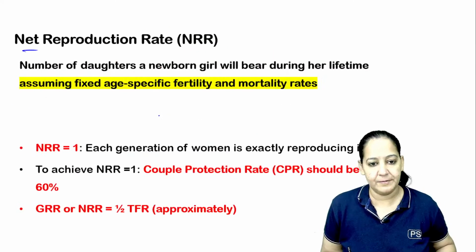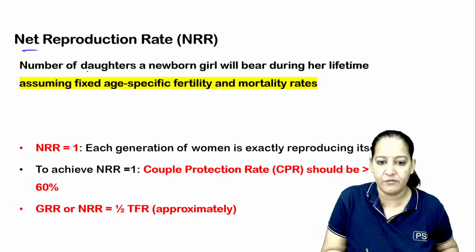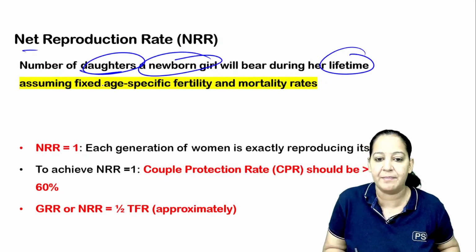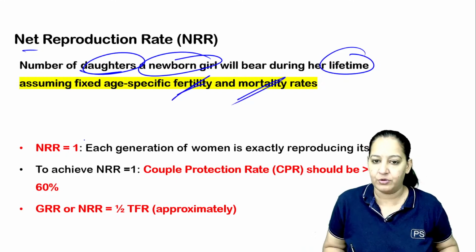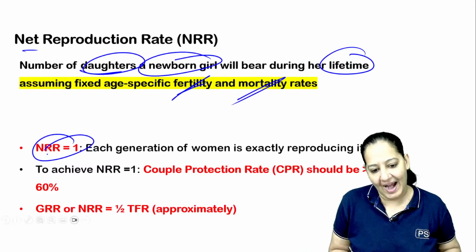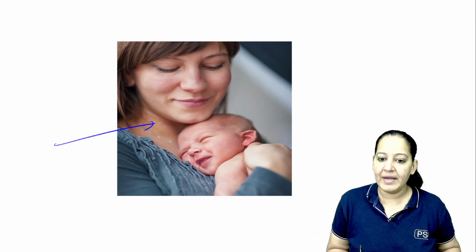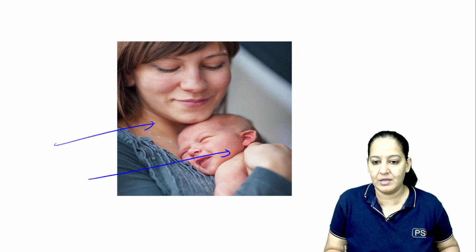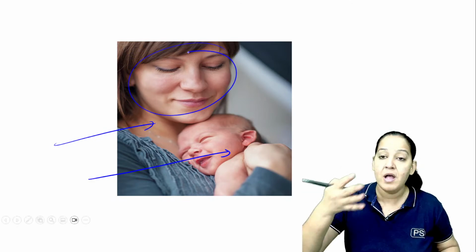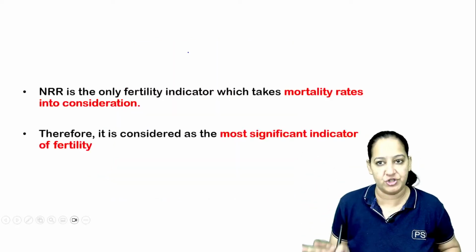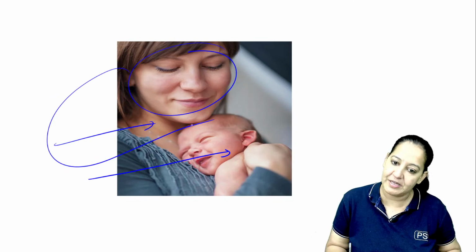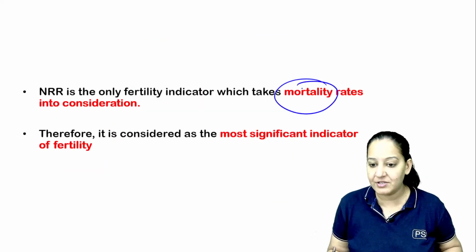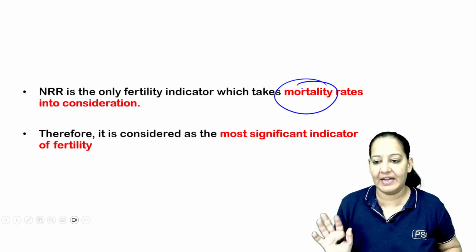Okay, so this is the thing. What is NRR? It's in front of you: the number of daughters a newborn girl is expected to have in her lifetime, assuming fertility and mortality both. Ideally, NRR should be 1. Ideally, it should be 1, right? So how many girls, this is a newborn girl, when she grows up, how many girls is she expected to have in future? Ideally, one girl should replace one girl. This is NRR 1, the replacement level. Here we are considering mortality, that is a significant indicator.